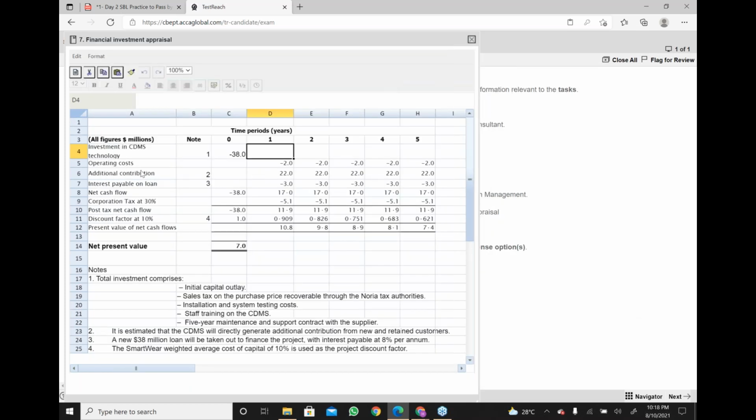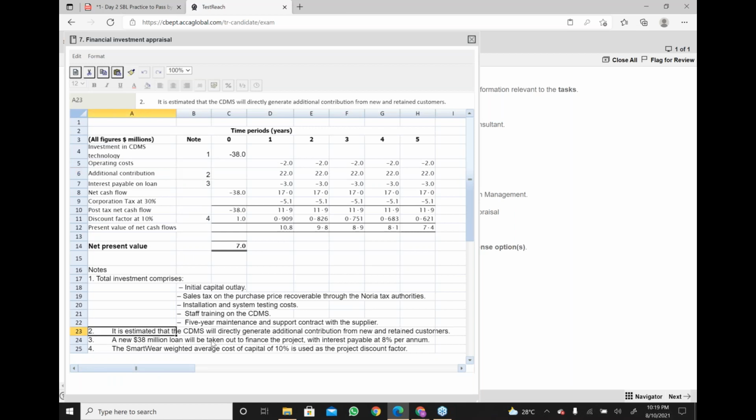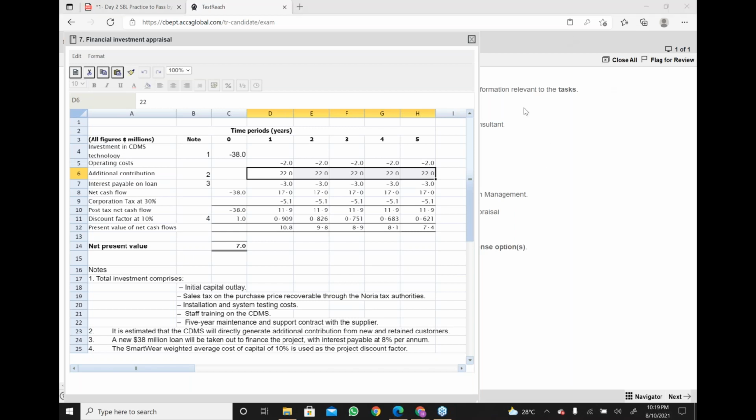What about this biggest amount, 22 million? Anything wrong with this? This is note number 2. It says it is estimated that CDMS will directly generate additional contribution from new and retained customers. So this is actually the profit or the return from this product, 22 million each year. Do you have any questions which come to your mind? If you are the CFO, 22 million, not inflated. What do you mean by not inflated? It is constant. That's a good one.